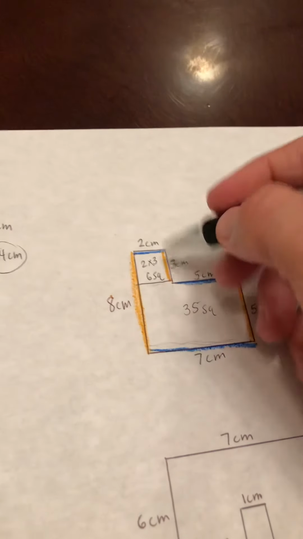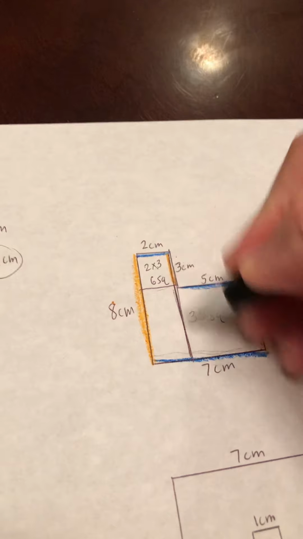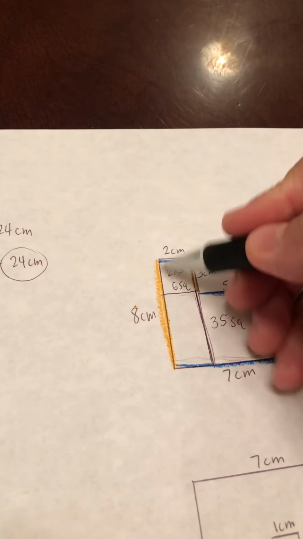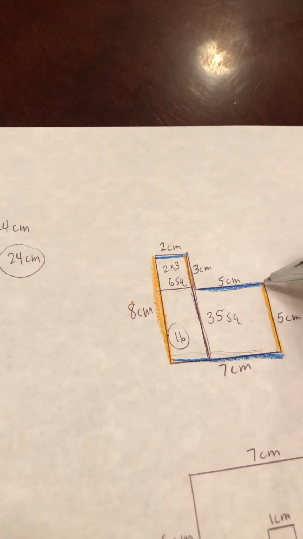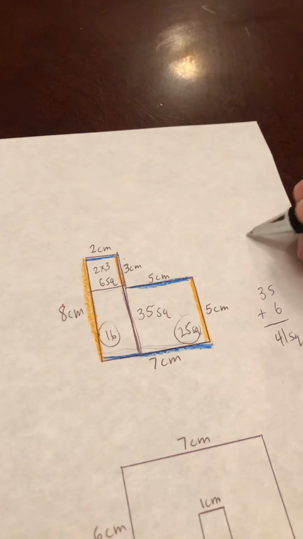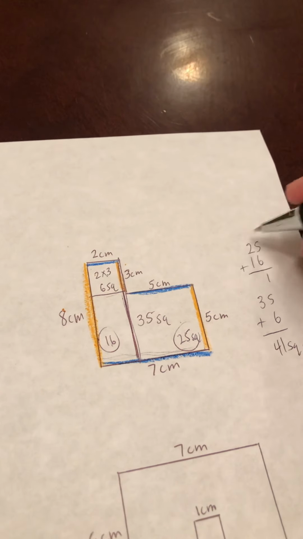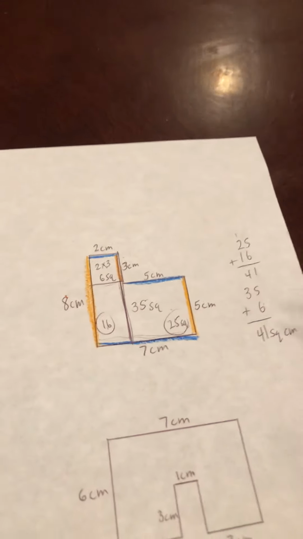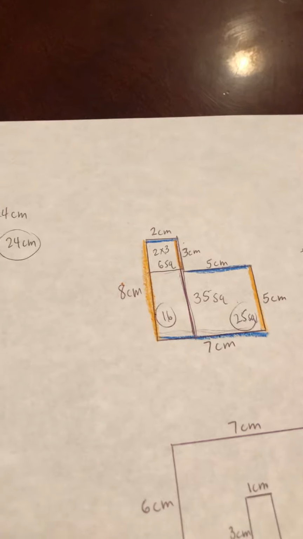Okay, again, kind of right over the top of this, sorry. If I were to split it this way, then I'm working with an 8 by 2. 8 times 2 is 16. This would be a 5 times 5. This would be 25 squares. So 25 plus 16, again, 41 squares. So we're getting the same answer either way. It just depends on how students choose to split it.